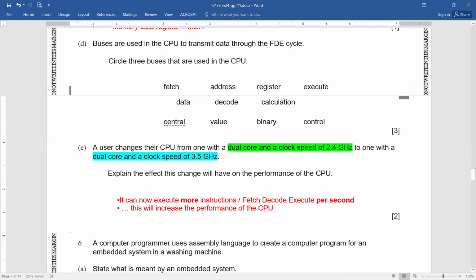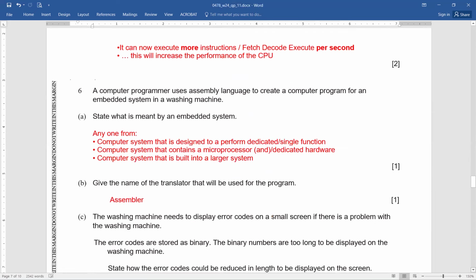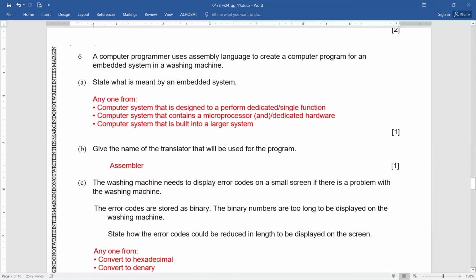So 1 mark will be to talk about the execution of more instructions. And definitely with more instructions, the CPU's performance will be increased by changing the clock speed from 2.4 to 3.5. So in this manner, you talk about this and you'll be able to score marks. A 2 mark question and inshallah, you'll be able to score. I think we are done with this question. No ambiguity, no concern, no problem.